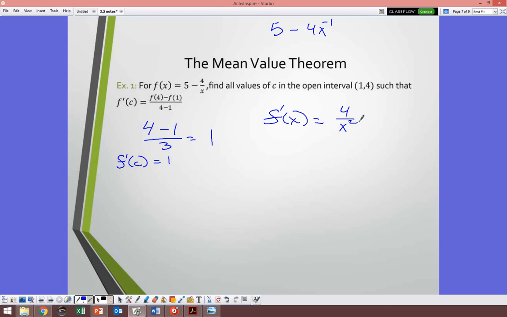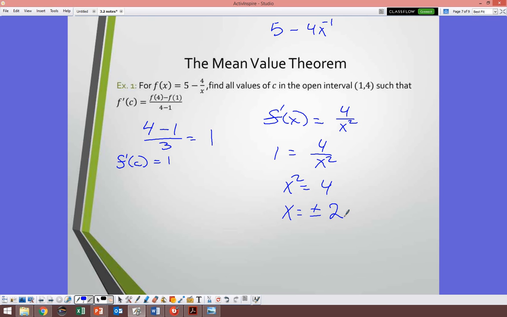Set it equal to 1. Set equal to, f prime of c actually, so you don't confuse. So right here, it's going to be 1 is equal to 4 over x squared. Multiply both sides by x squared. So I get x squared is equal to 4. So x equals plus or minus 2. Yay. So I have two places in which this function is equal to the average. So the slope is equal to the average at two different places here.